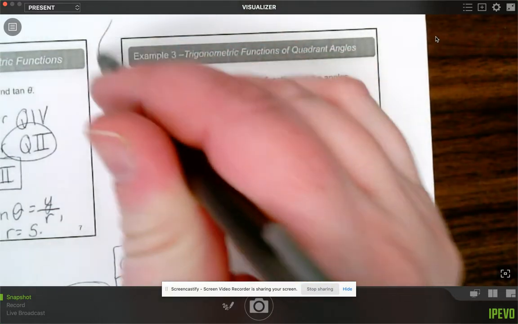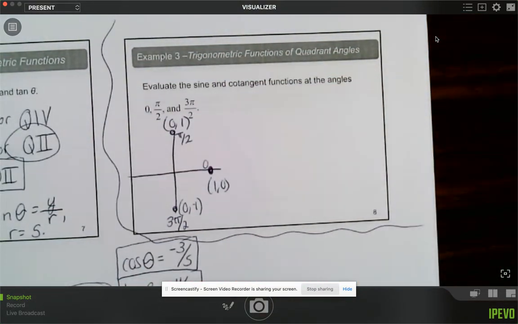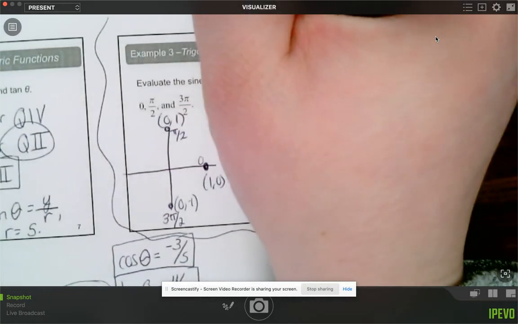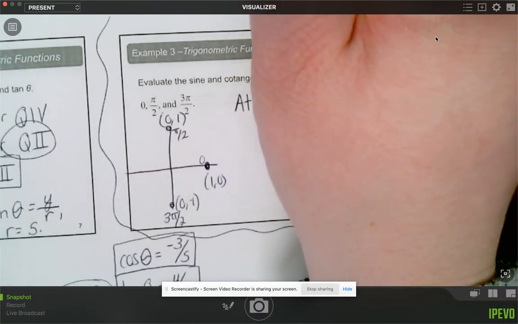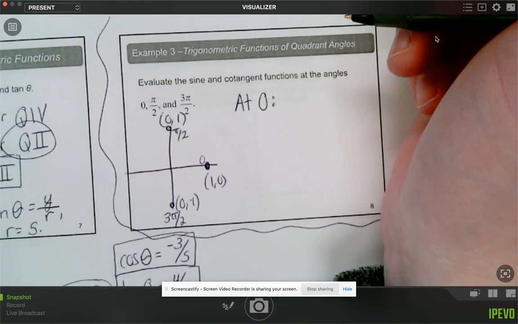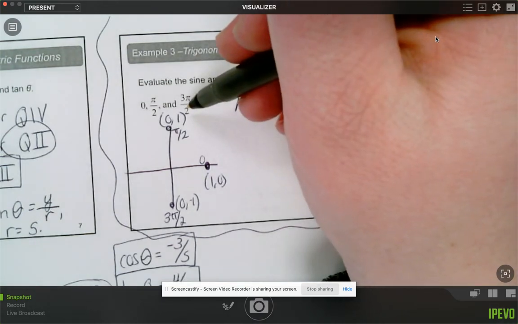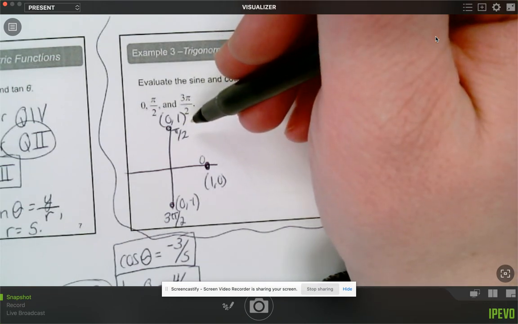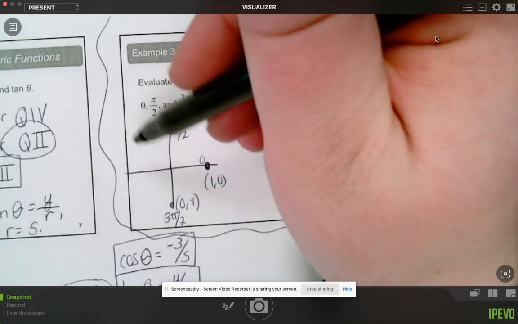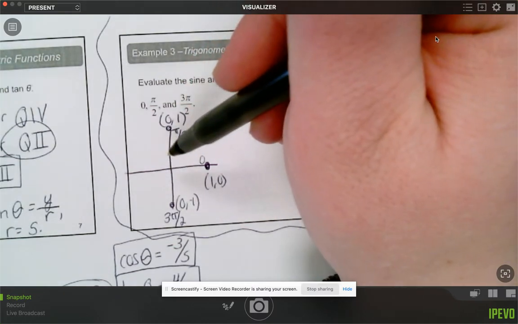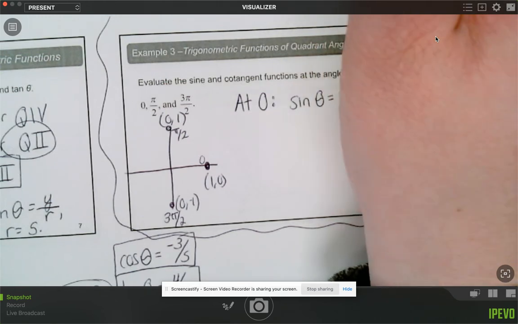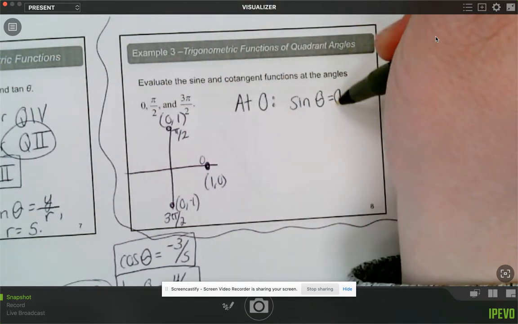Okay, so before I did anything, I just wanted to show that. Okay, so if we're at 0, what do they want us to find? Sine and cotangent. Well, sine is always the y value. In this case, we don't have a radius. We're not in the middle of a quadrant. So sine of theta equals, no, we're at 0. I'm sorry, 0.